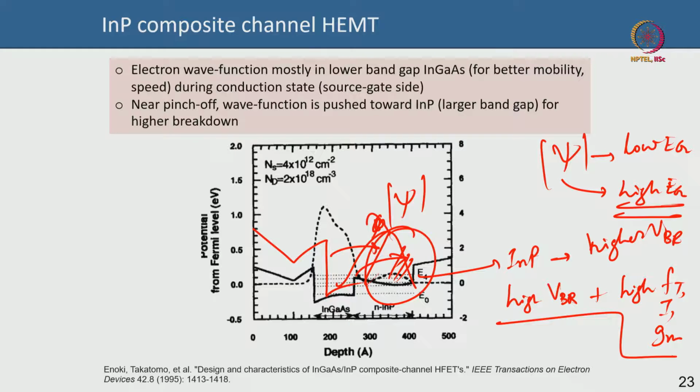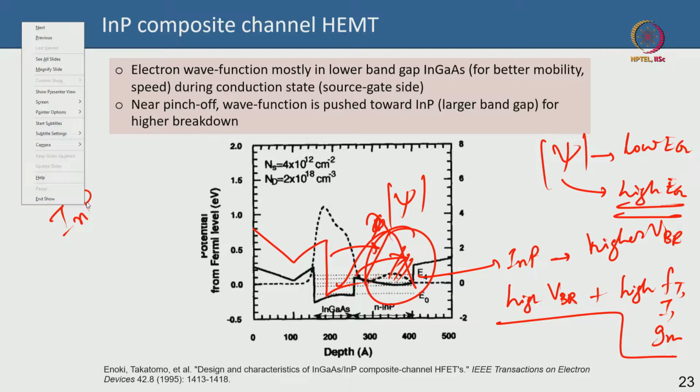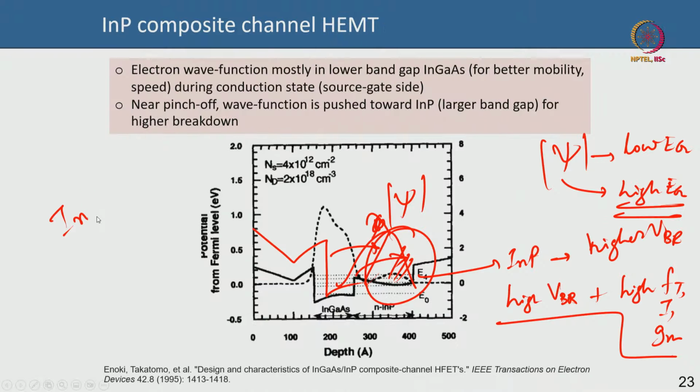The only problem with indium phosphide substrate in general is that the process maturity is not so much. Substrate availability in 4-inch and 6-inch is also difficult, it is difficult to handle, and the substrates are more expensive.